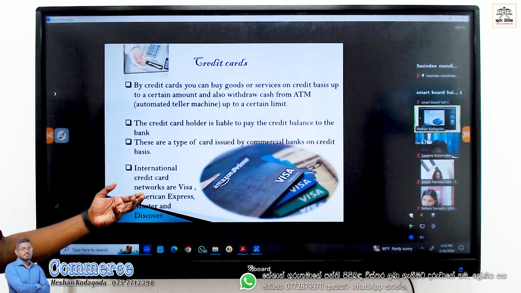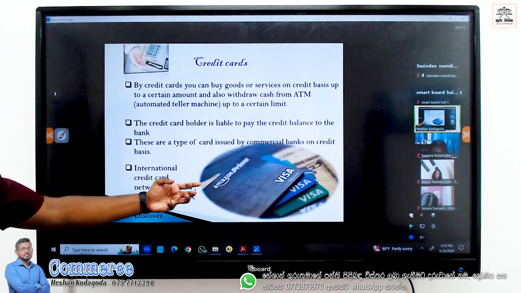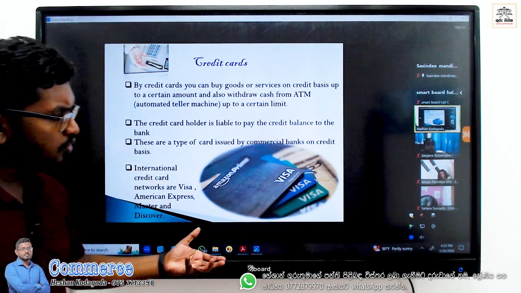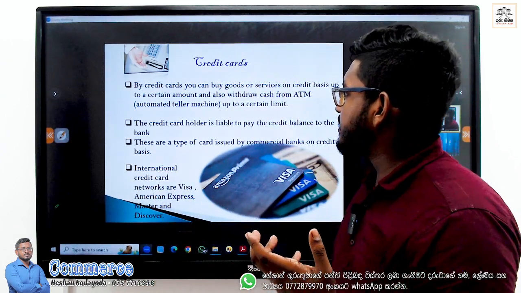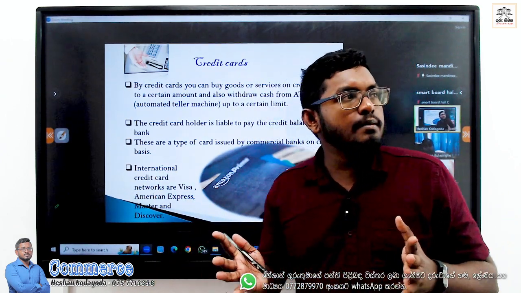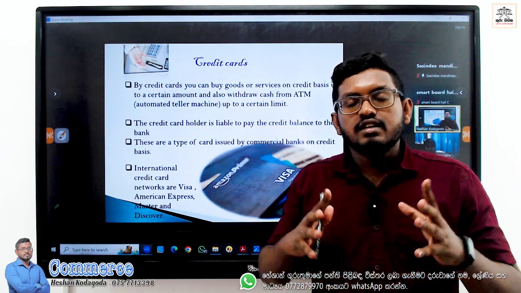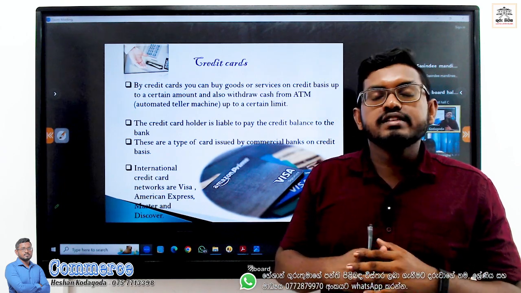Okay, so these are like card networks, right? Visa, American Express, Mastercard, and Discover. In here, like you can see credit card. You can input something to obtain a credit card. No need for a bank account. Am I clear? Right? No need for a bank account. Just having a sufficient and stable income is enough.